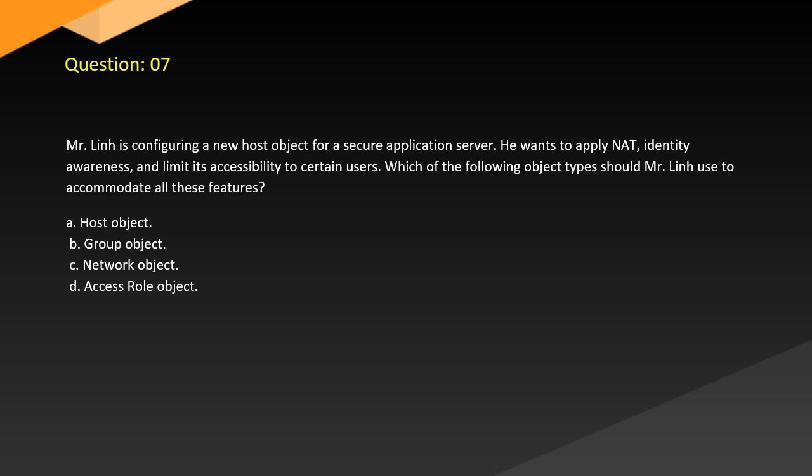Question 7. Mr. Lin is configuring a new host object for a secure application server. He wants to apply NAT and identity awareness and limit its accessibility to certain users. Which of the following object types should Mr. Lin use to accommodate all these features? A. Host object. B. Group object. C. Network object. D. Access role object.